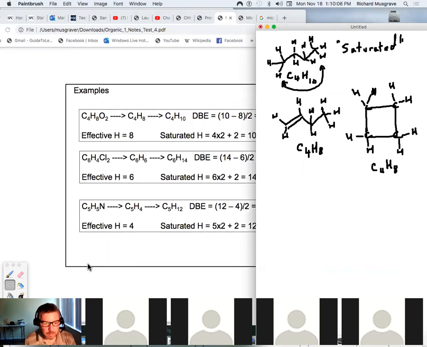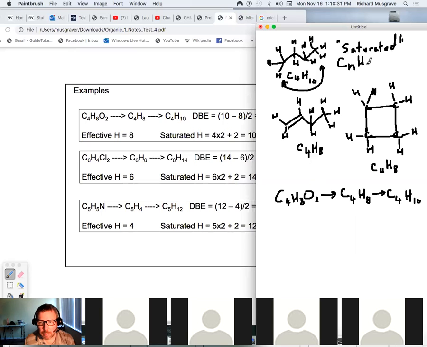So what we do is we say C4H8O2. We know that oxygen doesn't have any effect, so it just becomes C4H8. And then we need to figure out what it would be if it was saturated, so it'd be C4H10. And the way we do that is saturated always has a predictable formula. It's CnH2n plus 2. So if you have, for example, 4 carbons, then 2 times 4 plus 2 is 10. So that's what it would be if it was saturated.